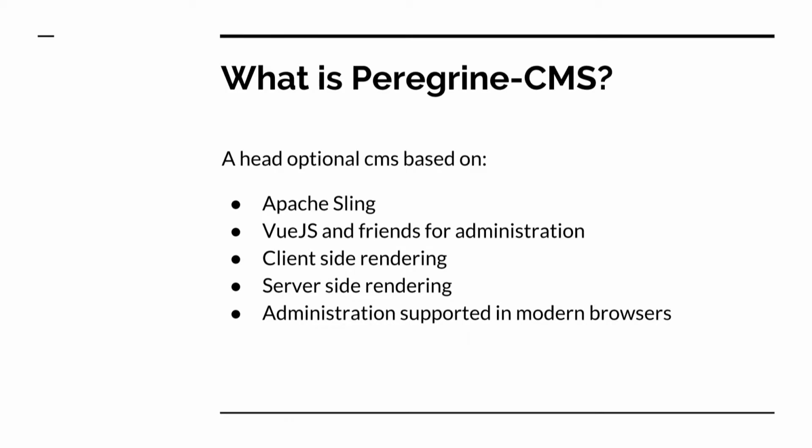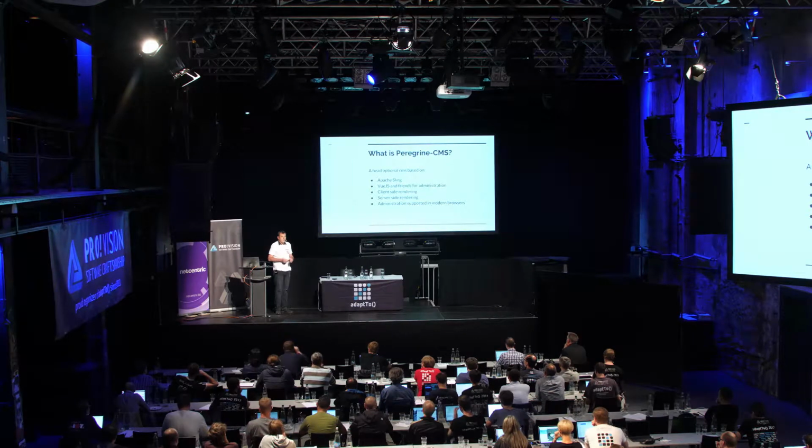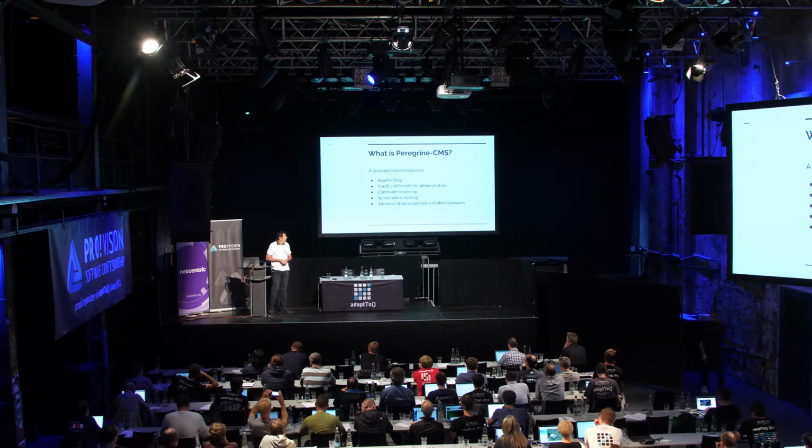It uses Vue.js and its friends for the administration interface, and it uses client-side rendering, and it also supports server-side rendering. So client-side rendering is when we decide to basically ship just a JSON file to the client side and then have the browser do the rendering of the page, of the HTML. This is the whole SPA progressive web app approach. And of course, we can also do server-side rendering, as Sling supports that as well, if you want to do that still.